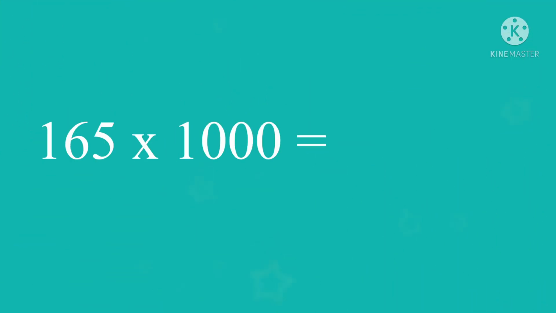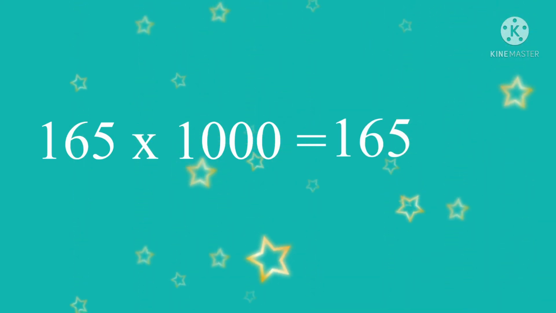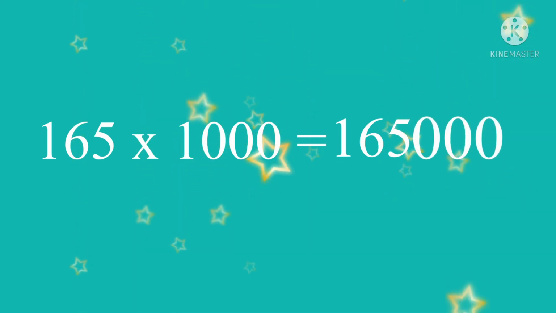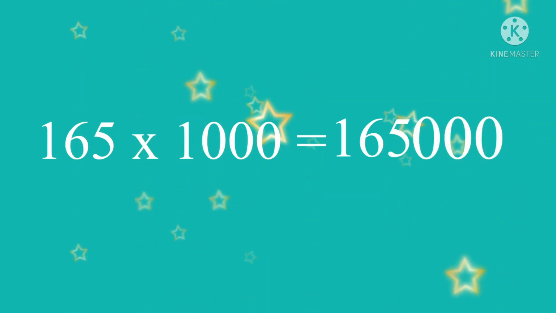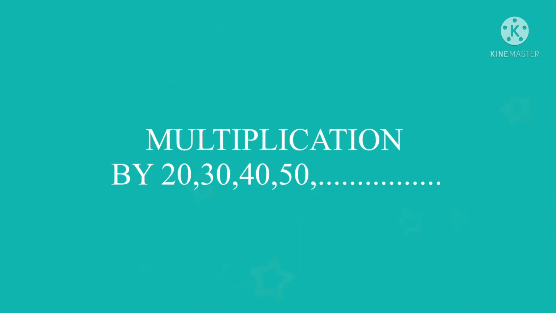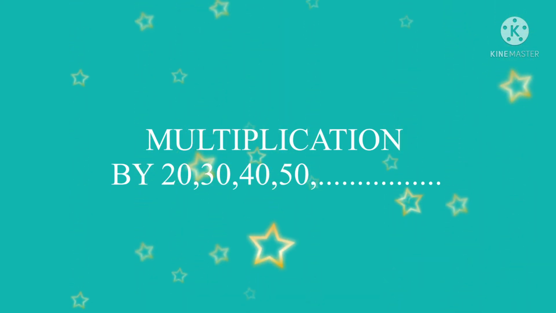Now 165 into 1000. Write the number 165 and put three zeros to the right. So you have the answer as 1,65,000. Now let us see how to multiply a number with 20, 30, 40, etc.